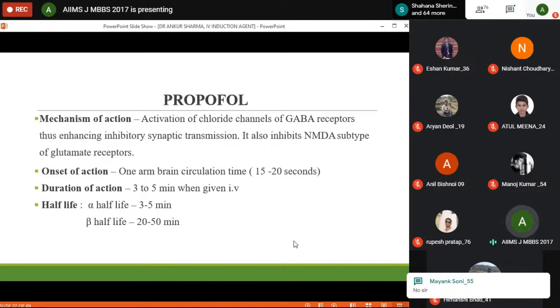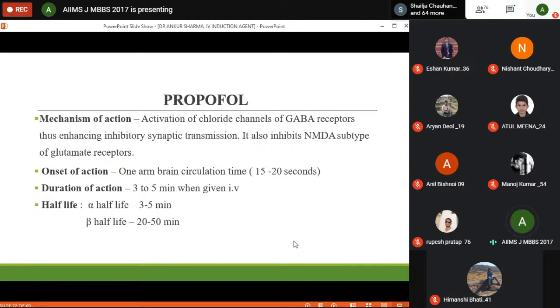Alpha half-life occurs because of redistribution of the drug. As I told you, there is one arm-brain circulation time. So the drug is redistributed from the brain, and this half-life is called the alpha half-life. And the beta half-life is when the drug goes to the kidney and liver and is excreted from the body. That means the beta half-life is the elimination half-life. Alpha half-life for redistribution and beta half-life for elimination. Okay, so propofol has an alpha half-life of 3 to 5 minutes and a beta half-life of 20 to 50 minutes.